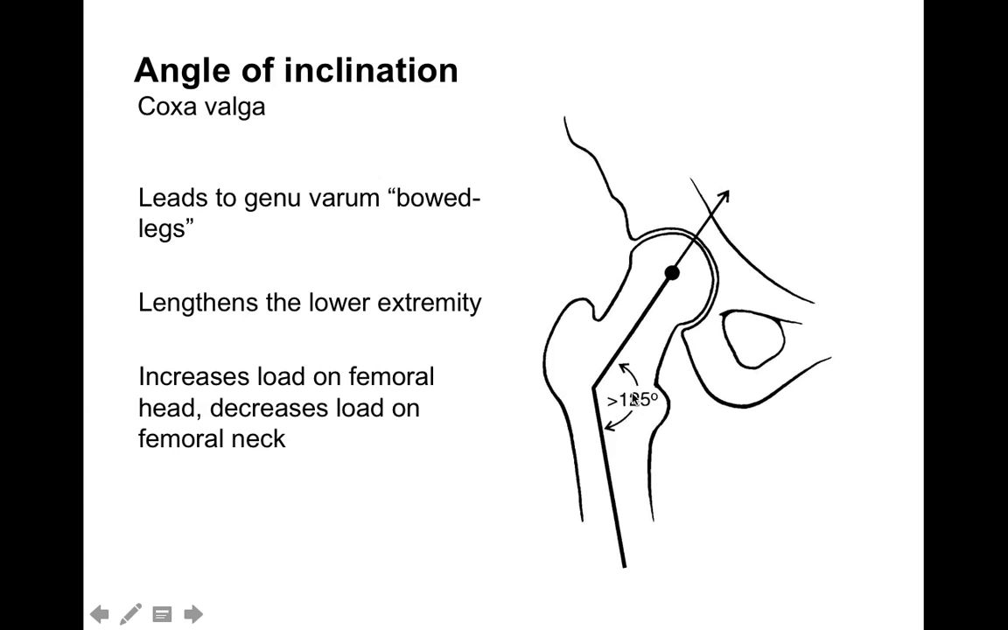So we could see that by opening up this angle, increasing it to greater than 125 degrees, the head of the femur will still fit in the acetabulum, and the rest of the femur will extend more inferiorly, lengthening the extremity overall. The other consequences include increased load on the femoral head and a decreased load on the femoral neck. So now the line of gravity through the femur is becoming much closer to the axis of the head and neck of the femur and the shaft of the femur. So a lot more load will be put upon the head of the femur, whereas the neck of the femur will experience a reduction in loading.